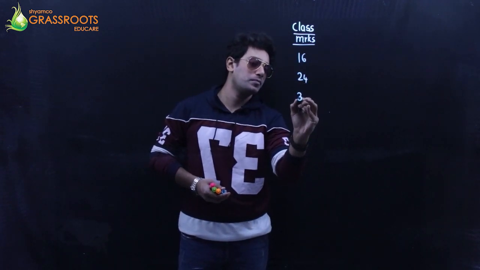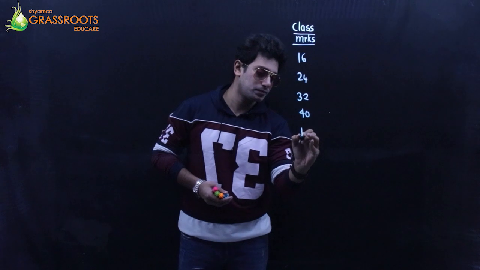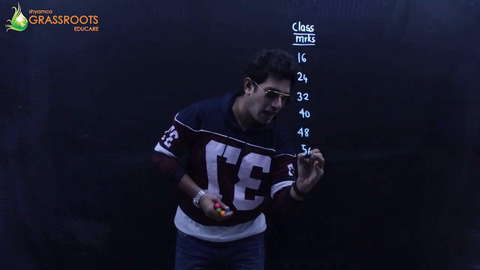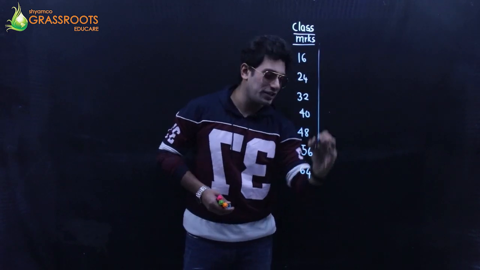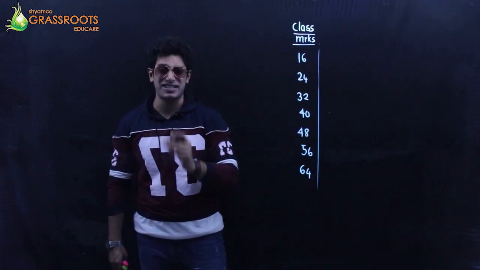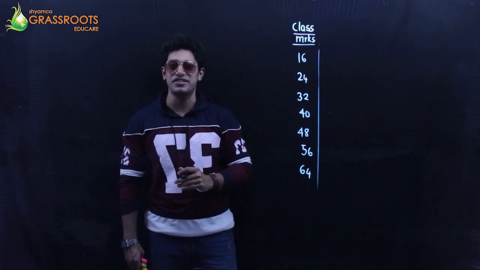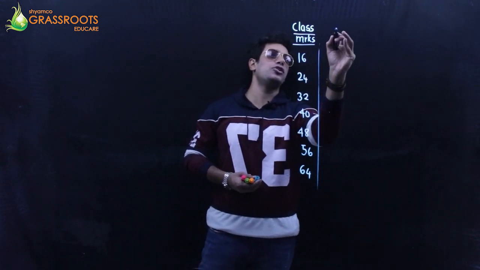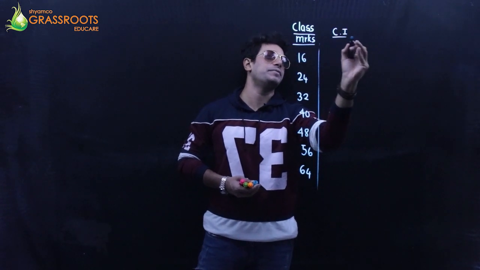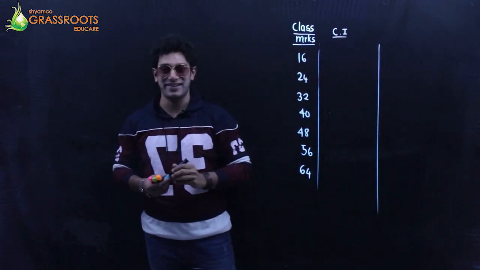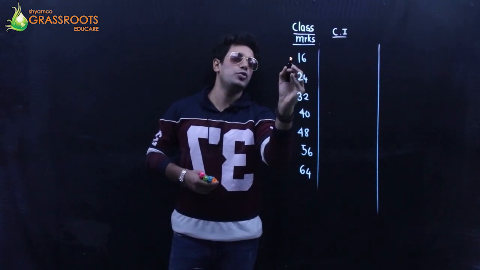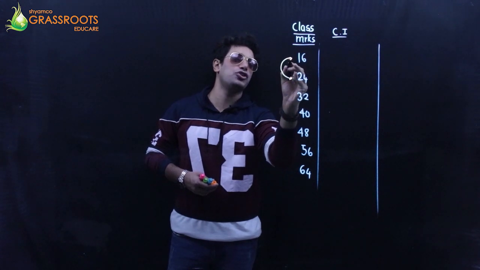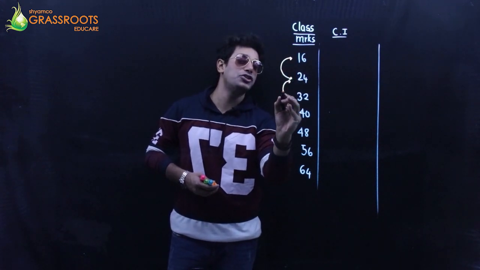16, 24 and so on. I guess still 64, yes. Now actually students, this is the midpoint of the class, the center value. I can't work with this. I have to find the closed continuous class interval. Now how do we do that? To find the continuous class interval, you take the average of this.